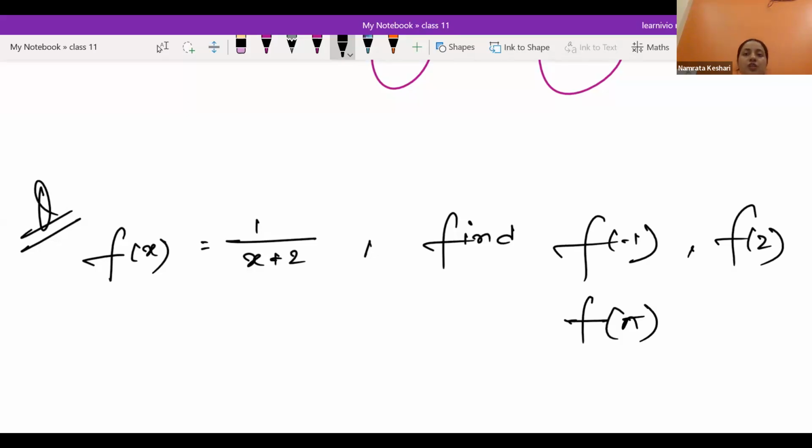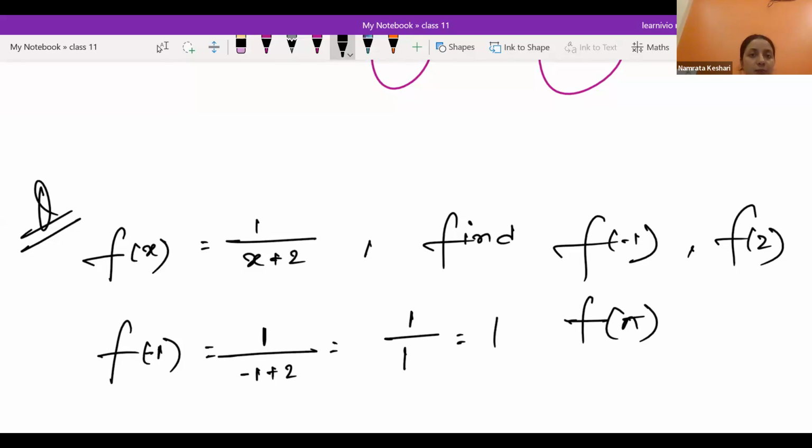So this situation is also not new for you. While dealing with polynomials, you have done this type of question. For f of -1, at the place of x, we will drop -1. Yes or no? Yes, ma'am. And it will be 1 by 2 minus 1, that is 1. Answer is 1.